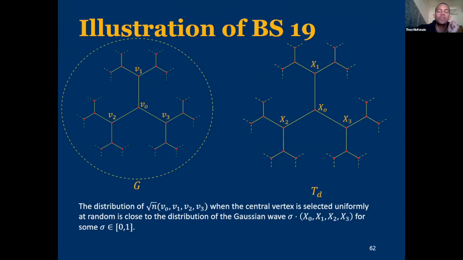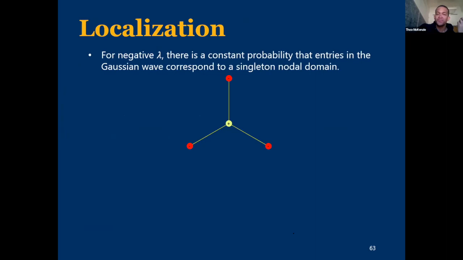So once again, I have two distributions here. On the left, I have sampling a vertex uniformly at random. And on the right, I have the Gaussian wave. So these are just Gaussians with some fixed covariance. And what they show is that these distributions are, up to some scalar multiple, arbitrarily close together. Okay, so this is great, right? This is exactly what we want, because for the Gaussian wave, we can just calculate it and show that there's some constant probability that a vertex will be isolated, right? A vertex will have the opposite sign of all its neighbors.